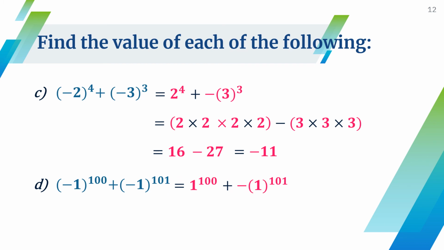The second one, negative 1 all power 100 plus negative 1 all power 101 will be equal to 1 power 100 plus negative 1 power 101, to be 1 minus 1 equals 0.